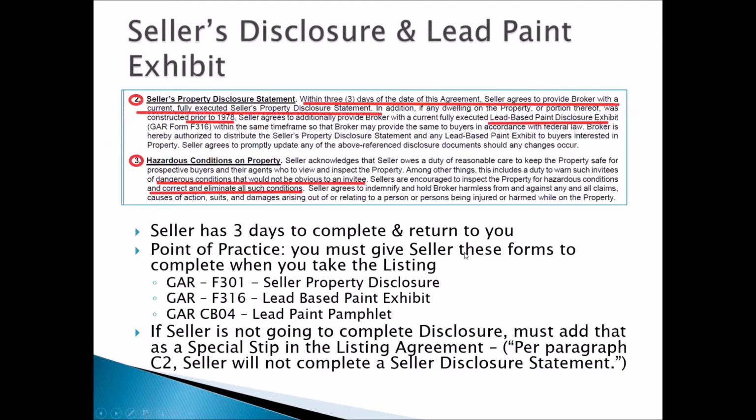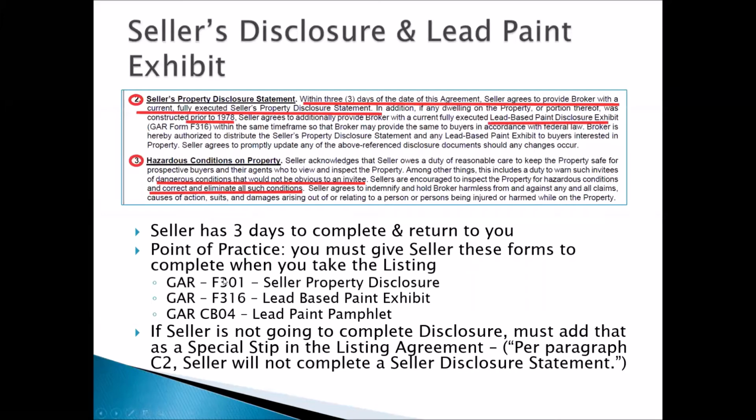All right, moving along to the seller's property disclosure statement. Your listing agreement specifically states that the seller has 3 days to complete the seller's property disclosure statement and return it to you.